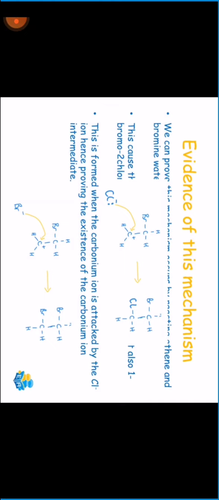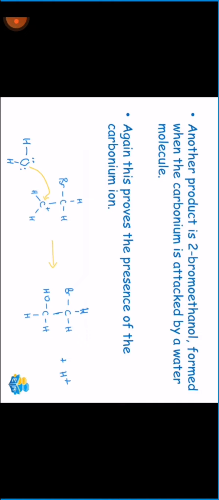Now, if we were to do this reaction, we would get the 1,2-dibromoethane as expected, but we would also get 1-bromo-2-chloroethane. And this is formed when the carbonium ion is attacked by the Cl- ion, and this hence proves the existence of the carbonium ion intermediate. So another product that will be formed is 2-bromoethanol, and this will be formed when the carbonium ion is attacked by a water molecule, and this further proves the presence of our carbonium ion in this reaction.